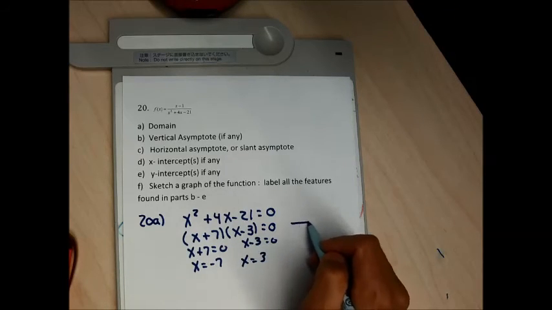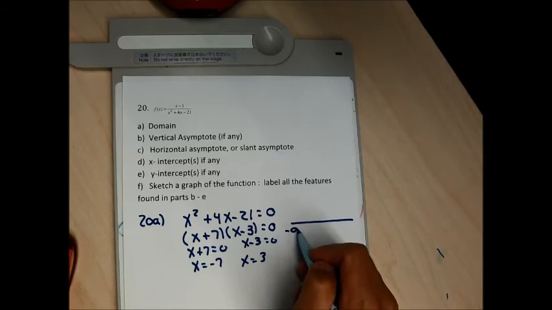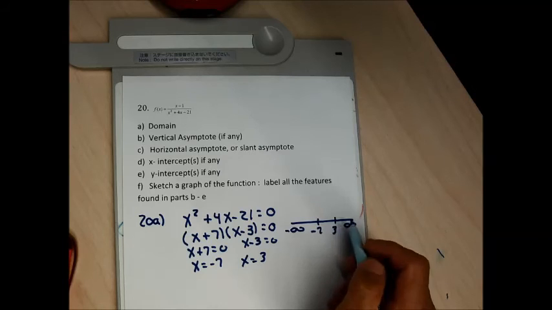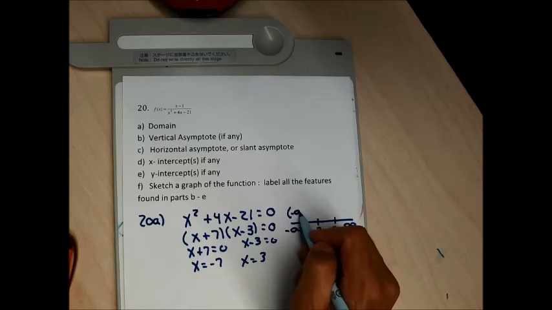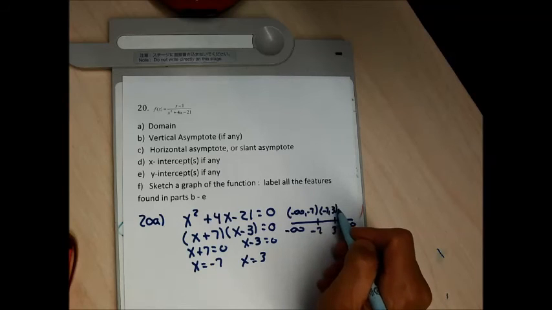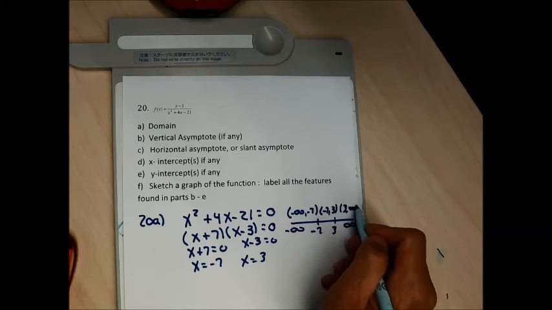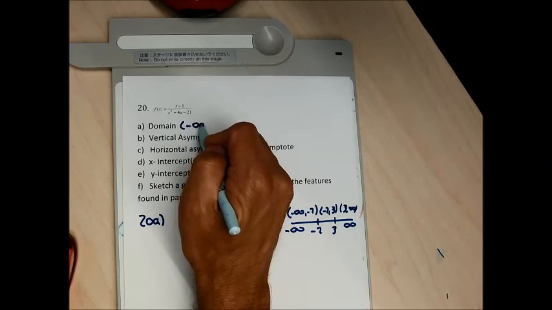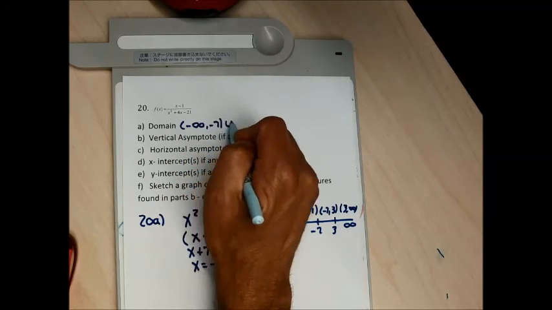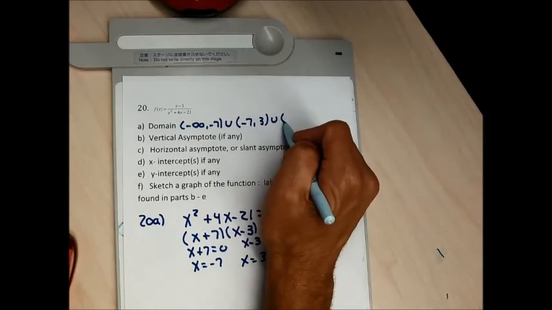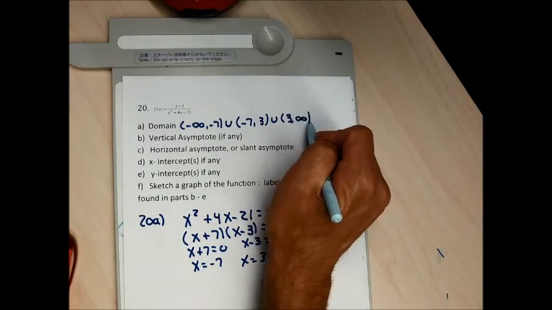To find out what the domain is, I'm going to put infinities on the edges of a number line and the numbers that I'm excluding from the domain between the infinities, and create the intervals that are implied. My domain's going to have three intervals: an interval from negative infinity to negative 7, and then an interval from negative 7 to 3, and then an interval from 3 to infinity.